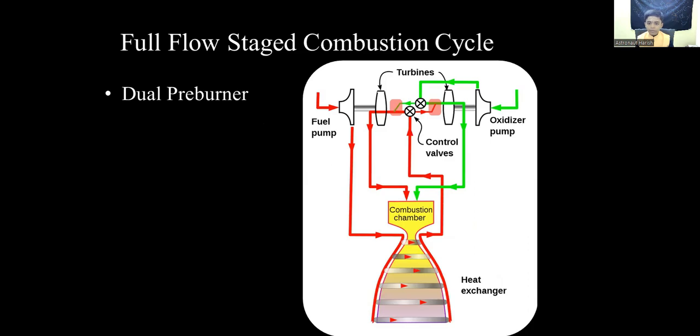Full flow staged combustion cycles. In this, we use dual pre-burners. The fuel is sent to one of the pre-burners, and some of the oxygen is also sent. Much of the oxygen goes to the turbine, and some of the fuel also reaches the oxygen pre-burner. Then the fuel pre-burner and oxygen pre-burner's exhaust go to the combustion chamber.